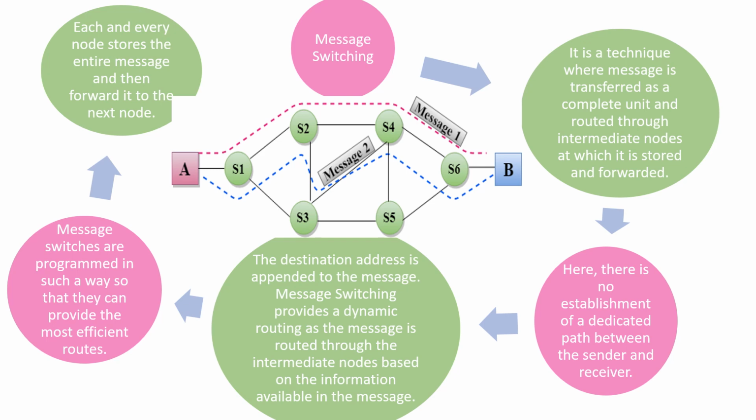Through that only the messages will be sent. But here in message switching there is no dedicated path, and based on dynamic routing, the message is routed through the intermediate nodes based on the available information on the message, and these message switches behave in such a way that they provide the most efficient route. So this is about message switching.